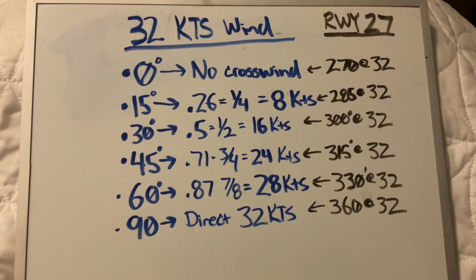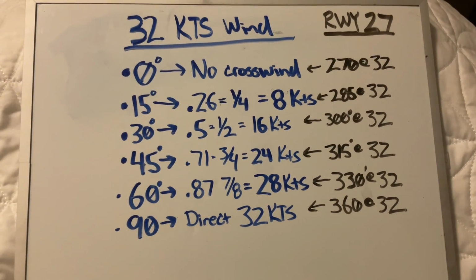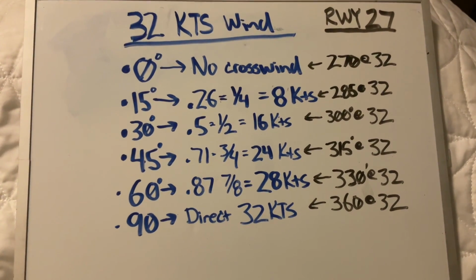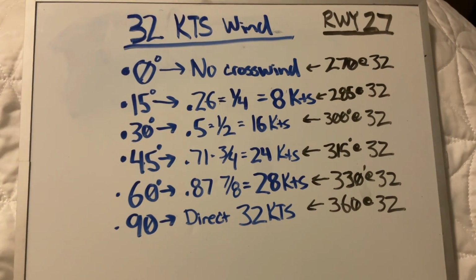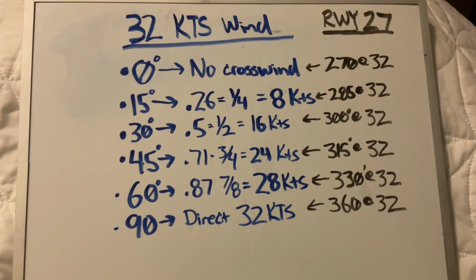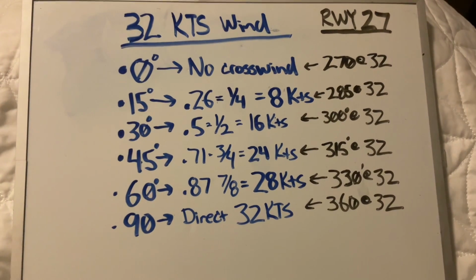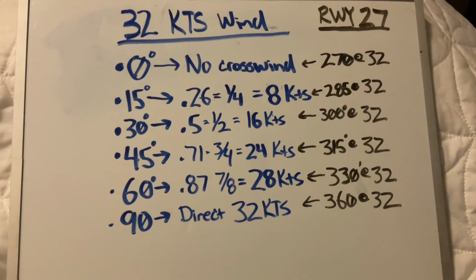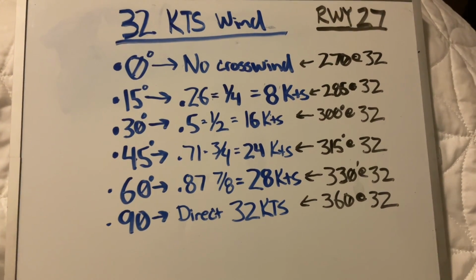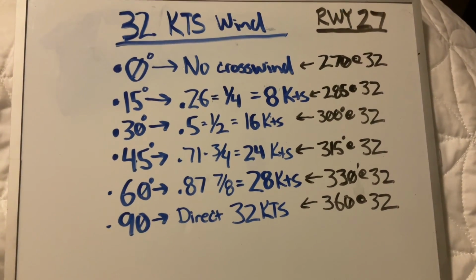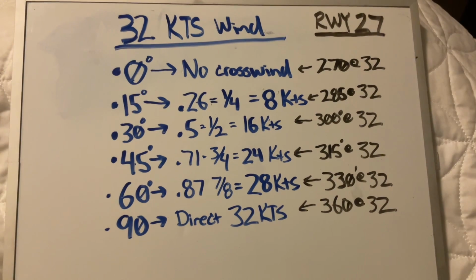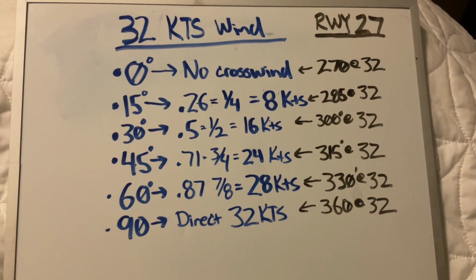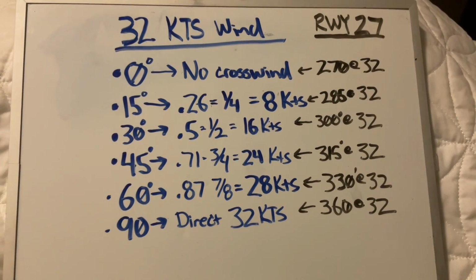If the numbers get really close, then you probably want to get in the charts to make sure of the exactness of it all. But for this example, we're just going to use runway 27. We're going to act that the winds are at 32 knots. So I'm going to give an example of 0 degrees, 15, 30, 45, 60, and 90 degrees off of runway heading. So at 0 degrees, if the wind was 270 at 32, it'll be 0 degrees.